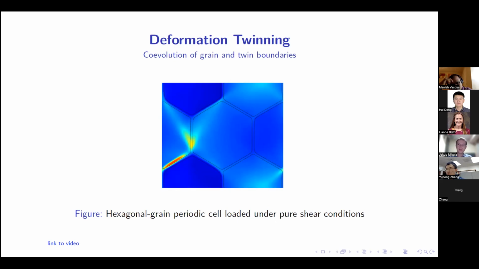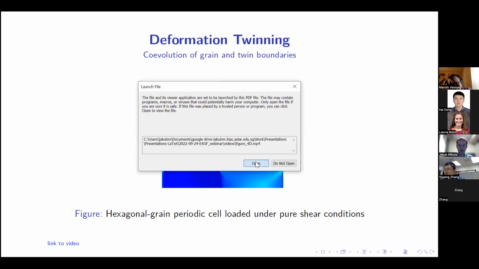What we would see is the formation of deformation twins. We can already see that a deformation twin nucleates close to this triple junction and close to this boundary. But we would also see the growth and evolution of the grain boundary. So I have a movie here that illustrates the whole process of what's happening.